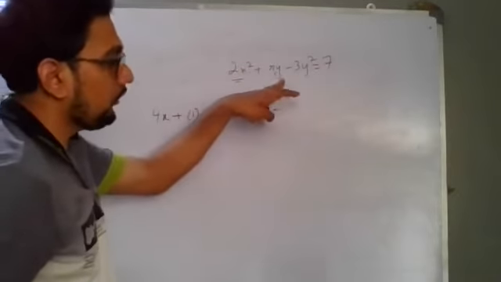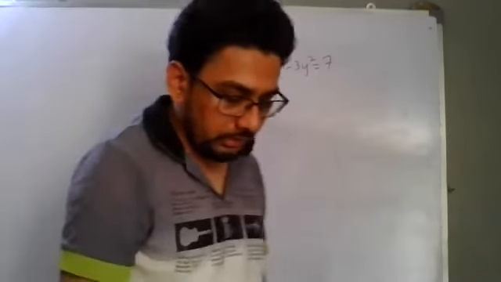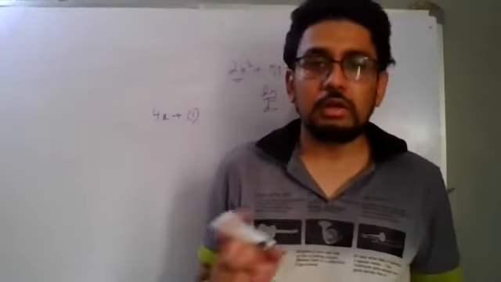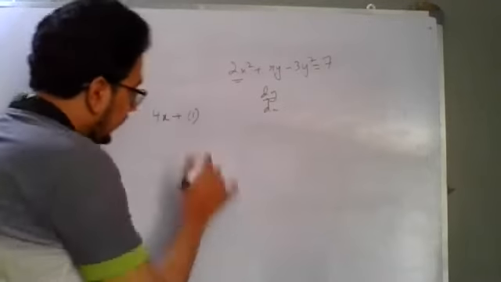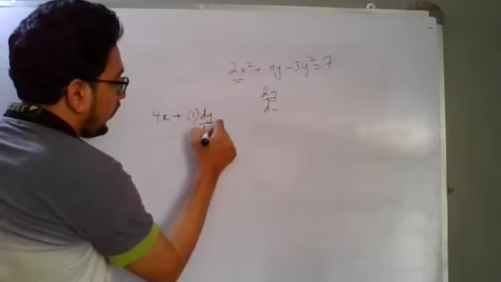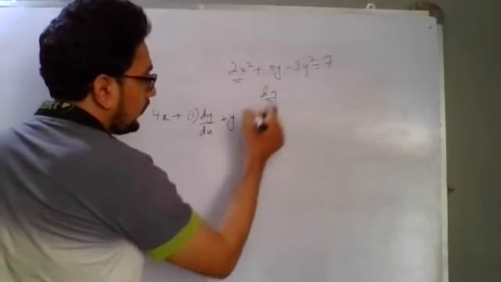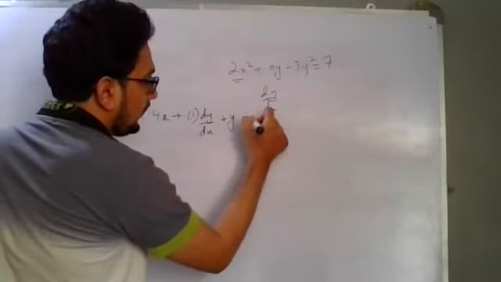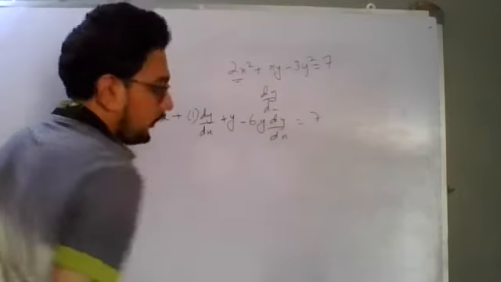What is the differential of y? The differential of y is dy over dx. So taking the differential of y, we get dy over dx plus y. Now taking the differential of the next term, it becomes minus 6y dy over dx is equal to 7.